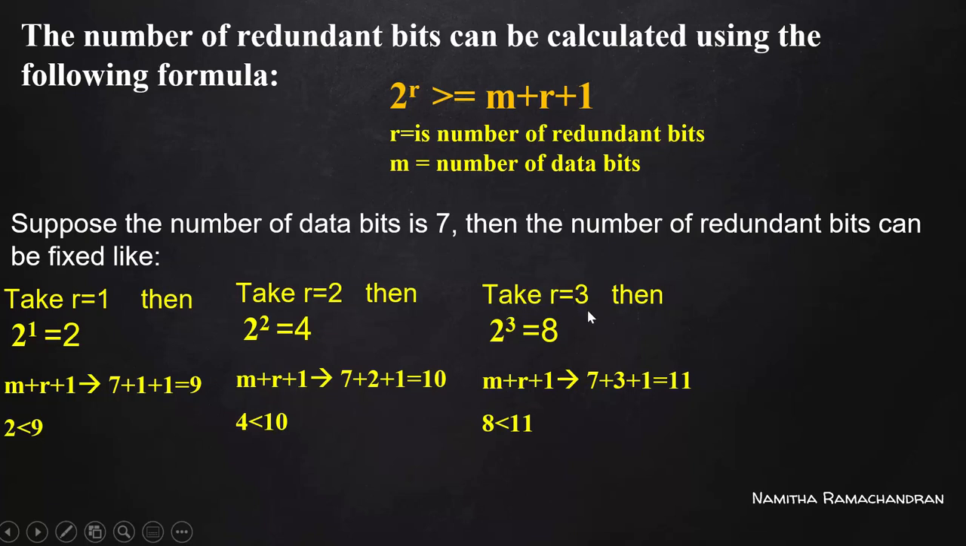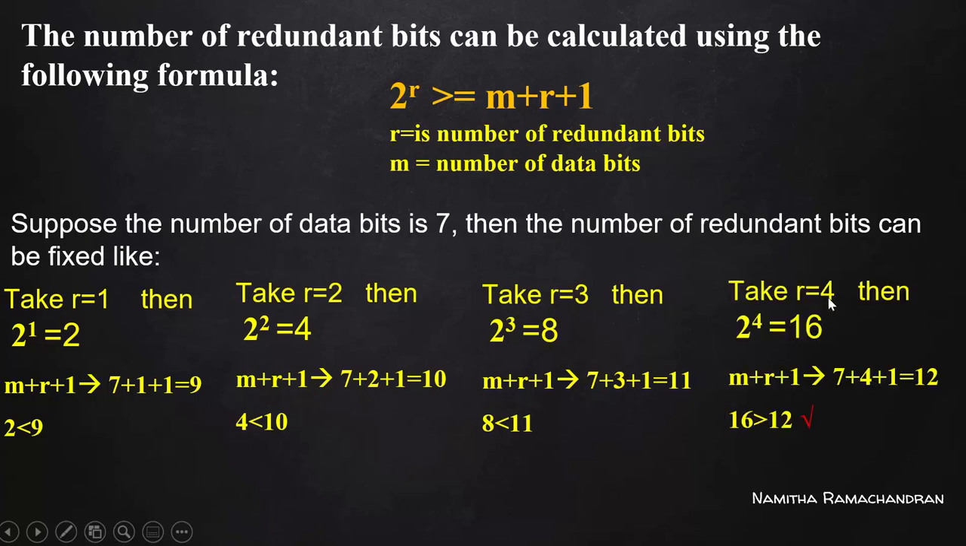Now we take 3 for r. So 2 to the power 3 is 8. m plus r plus 1 becomes 7 plus 3 plus 1, which is 11. Again 8 is less than 11. For r equal to 3, again this formula is not valid. So go for r equal to 4 now. Here 2 to the power 4 is 16.